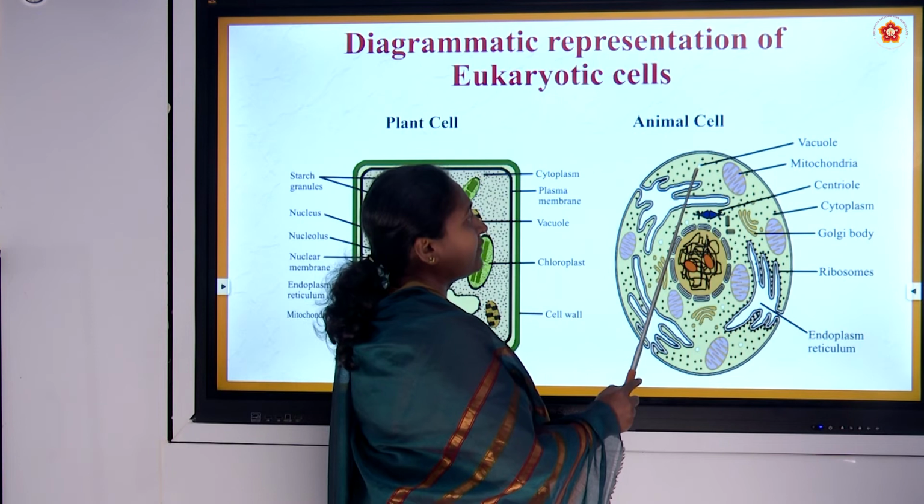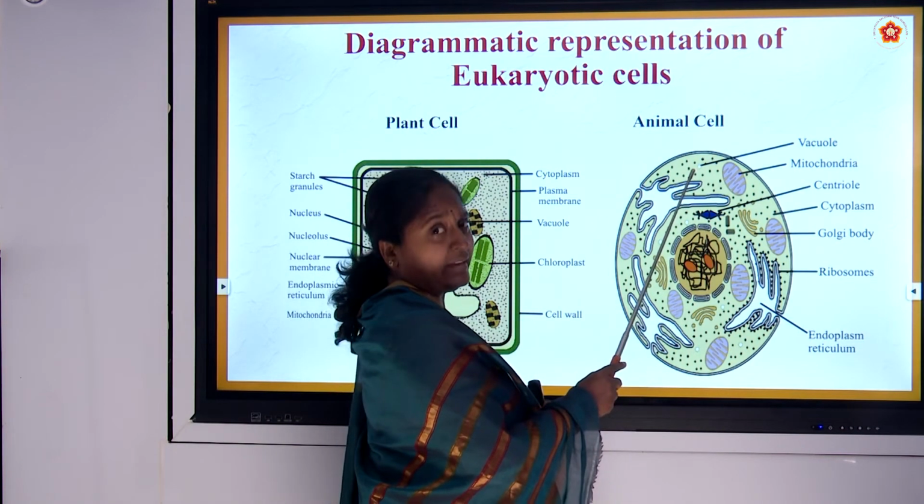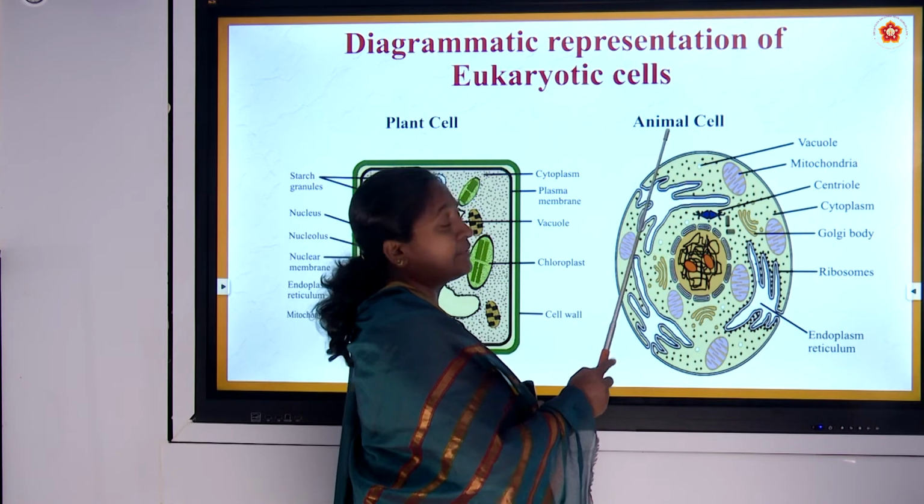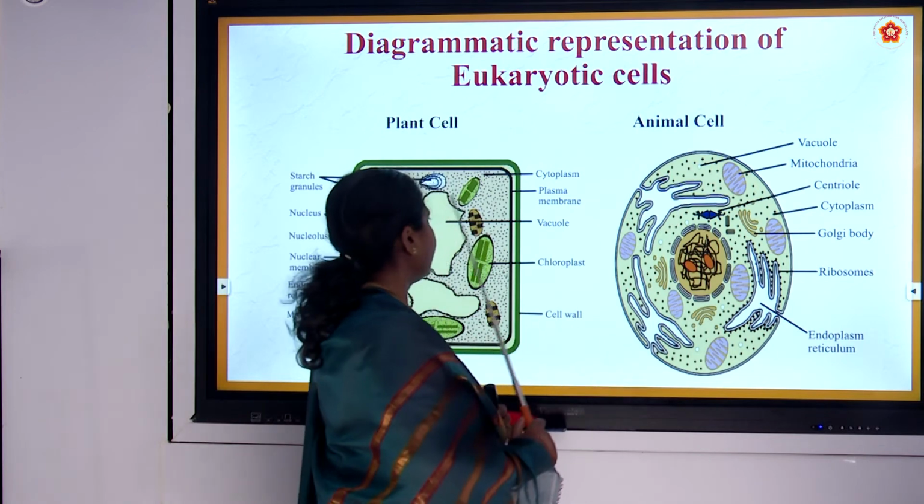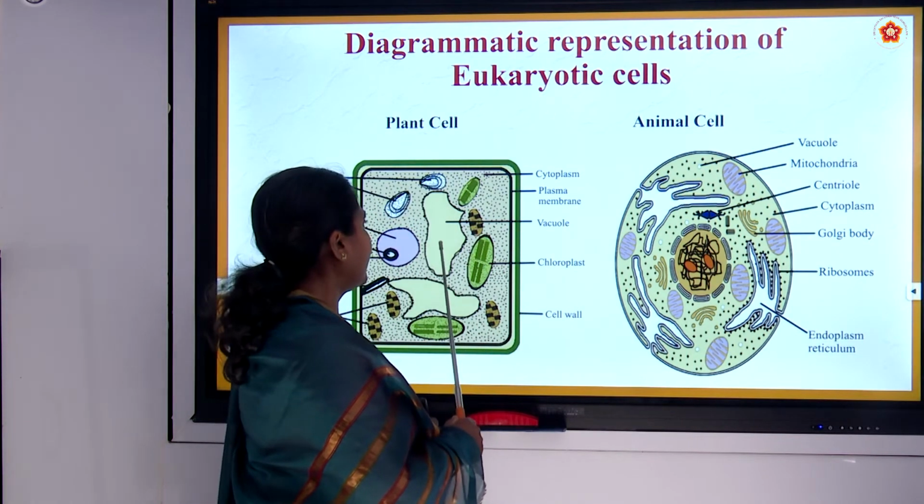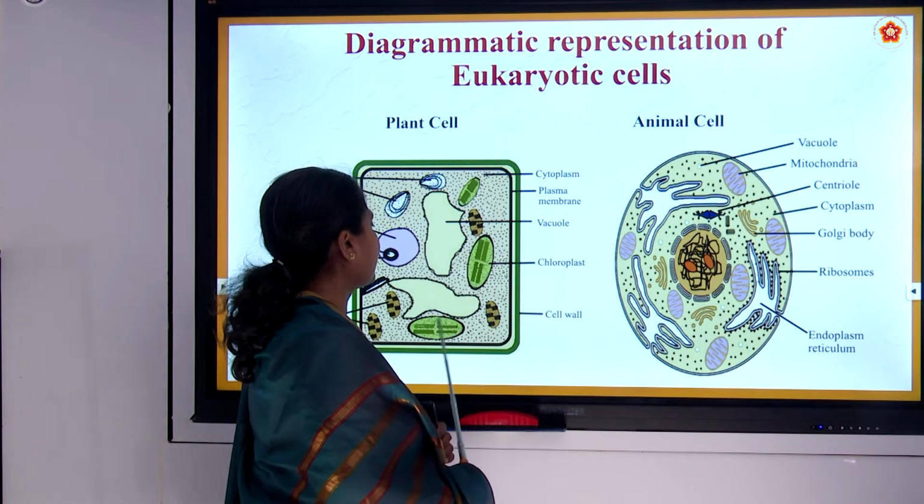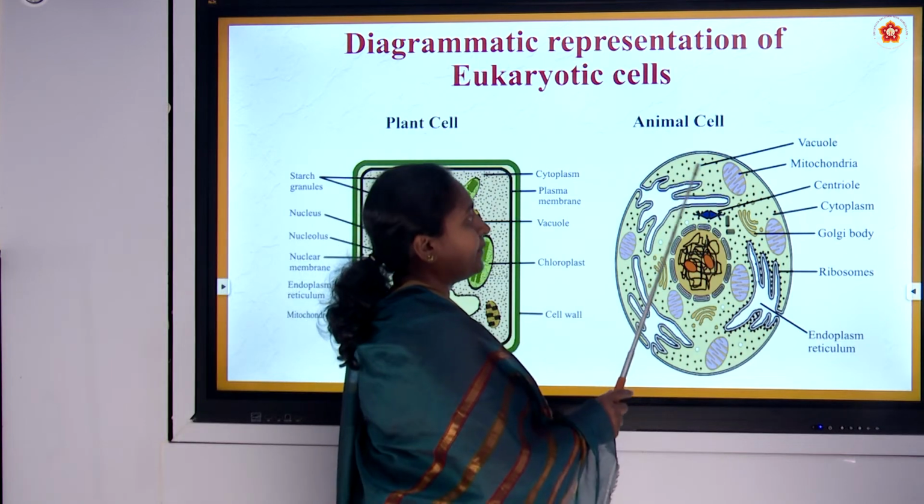Then it will have a vacuole, or it may not have a vacuole, right? The vacuole will be very tiny; even if you do not mention it in the animal cell, no problem. But if the vacuole is present, it should be a very small structure, whereas in the plant cell we can see the vacuole is so big, right? And it occupies a very big space inside the cell. So, here the vacuole may or may not be present.